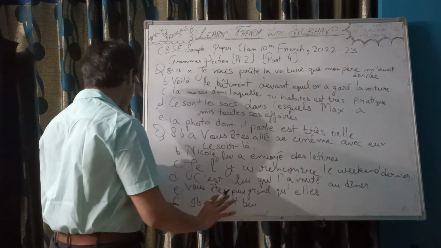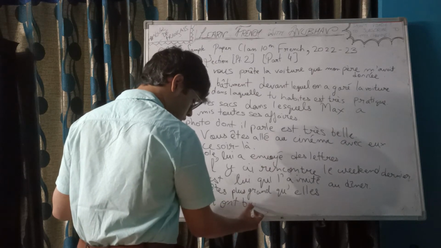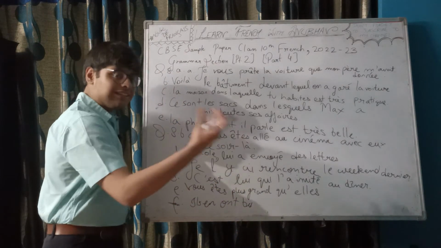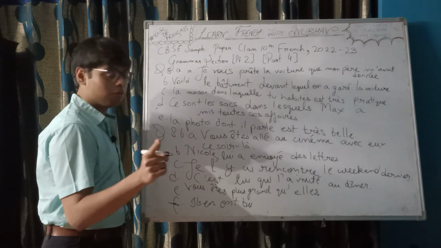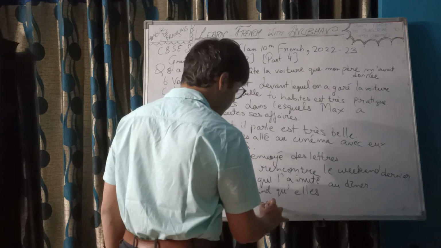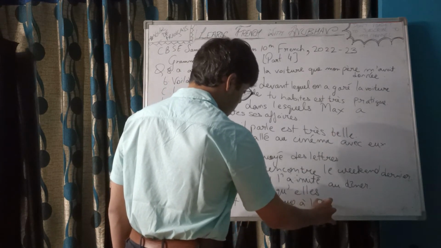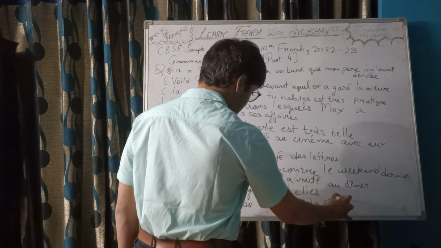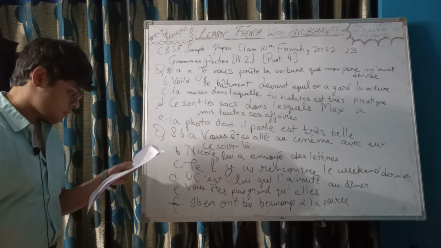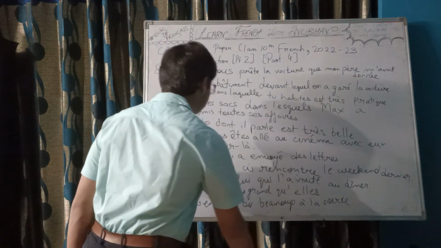Ils en ont bu. Beaucoup. Beaucoup cannot be replaced. The quantity needs to be mentioned, right? Only the noun is getting replaced. Quantity is not getting replaced, right? So, ils en ont bu beaucoup à la soirée. Perfect. Yes. And now the last question.